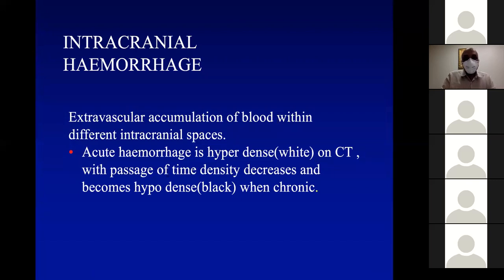A bit of pathology regarding brain. Intracranial hemorrhage can be extravascular accumulation of blood within different cranial spaces. The acute hemorrhage is hyperdense. It appears white on CT. With passage of time, density decreases and becomes hypodense, black. So when the blood becomes chronic, it becomes black. When it is acute, it becomes white.